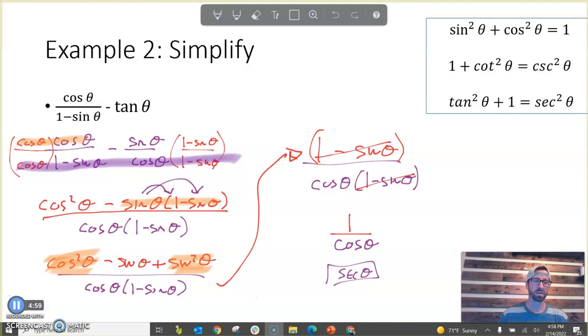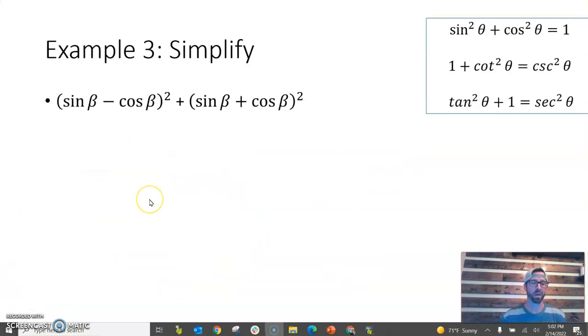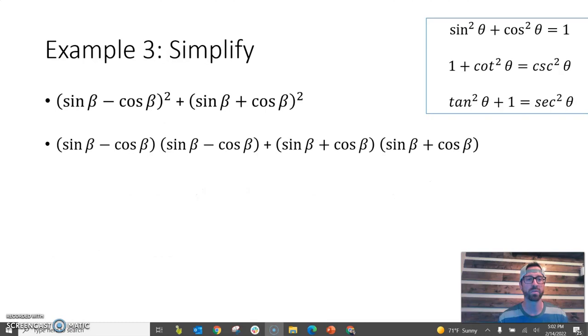Okay? Now, let's do our last question. Here's our example 3. And this one is going to get a little bit hairy, so instead of me writing it out, I've just typed it out. So if we start with this value being squared, we know that any value squared is just that value times itself. So this sine beta minus cosine beta squared is sine beta minus cosine beta times sine beta minus cosine beta. Then my plus sign, and then the second expression is expanded.